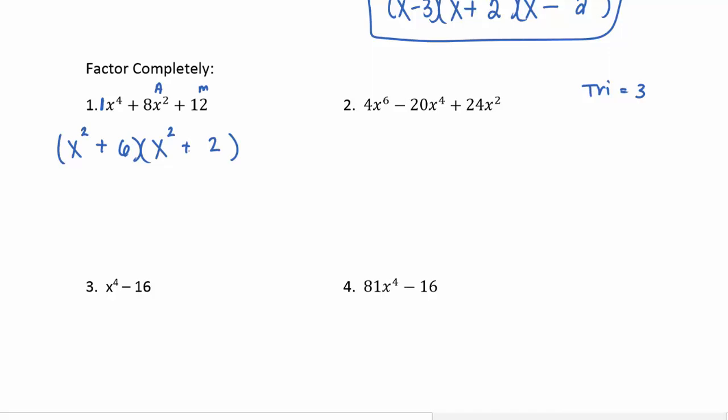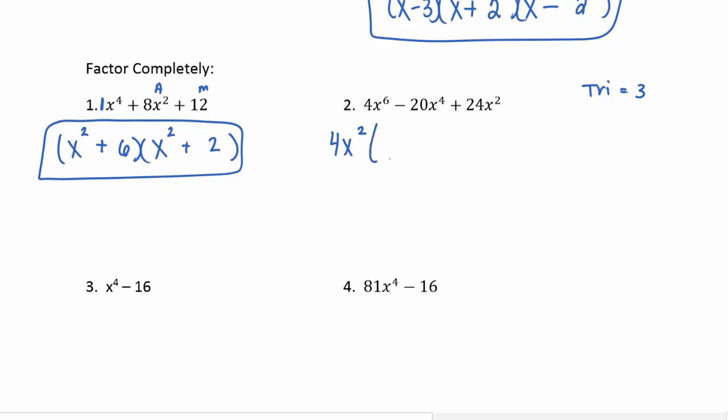Then you need to check and see if you can factor it anymore, but both of these are sums. They'd have to be a difference of two squares. The plus sign means no, as well as the fact that 6 and 2 aren't perfect squares. So we get to be done with that one. Number 2. Remember, the crucial first step of factoring is to look for the GCF. So I'm going to look for 4x squared. I can divide 4, 20, and 24 by 4, and then I can take x to the 6th, x to the 4th, and x squared.